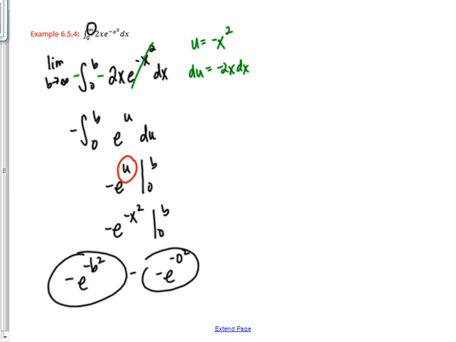Okay, so let's now look at it. So the limit as b approaches infinity of negative e to the negative b squared, and that's going to change to a plus. Anything with 0 power is equal to 1.